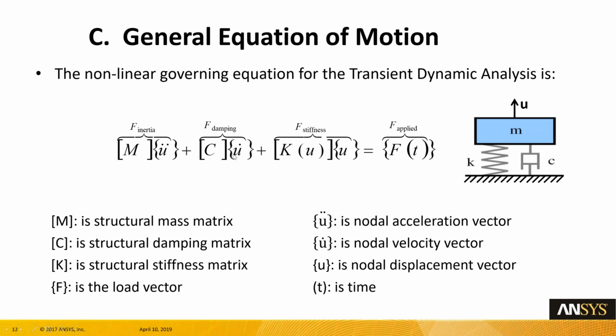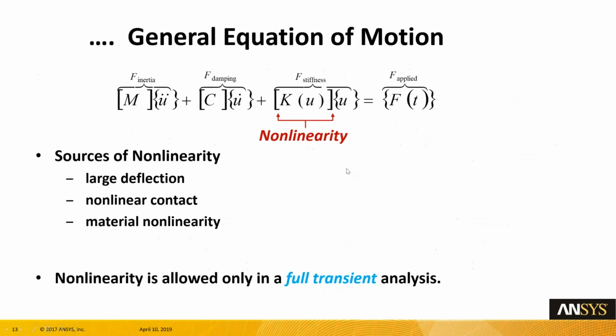Damping matrix times U dot, which is velocity, is the damping forces. And then we have K times U. K is the stiffness matrix. These are designated as the stiffness forces, is equal to the applied forces on the right-hand side. Here it's given as a function of time. So this would be the transient dynamic analysis. Why? Because this equation is given as a function of time. That means we'll have to solve this as a function of time.